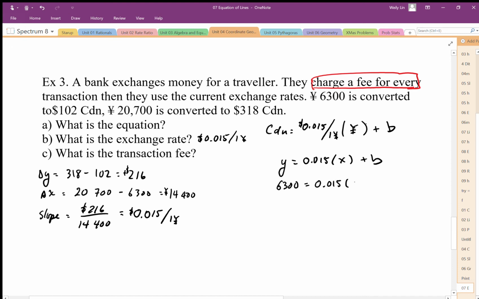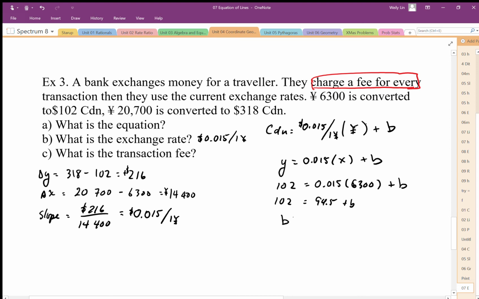So Y is going to be $102 when I exchange 6,300 yen. Oops, I said X, it's the other way around. Plus B, and B is the fee. And the B units will be dollars because remember the Y and the B, the units need to match. Okay, so then I multiply that together. 0.015 times 6,300, I get 94.5. So 102 is equal to 94.5 plus B.